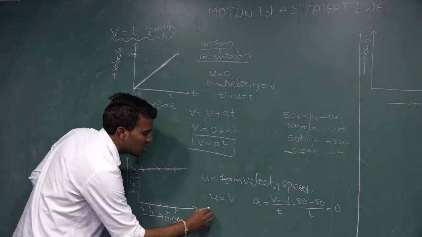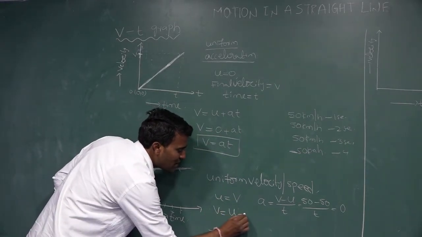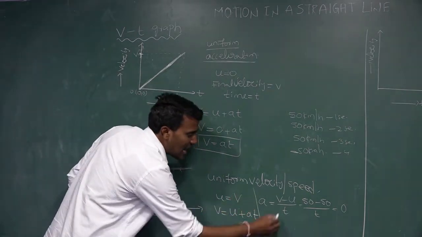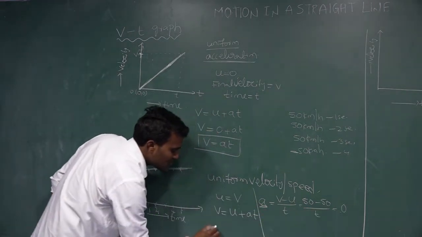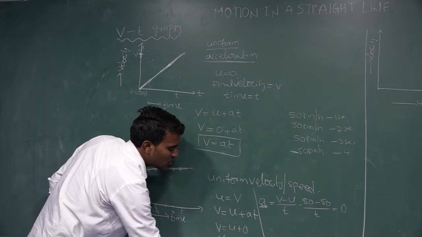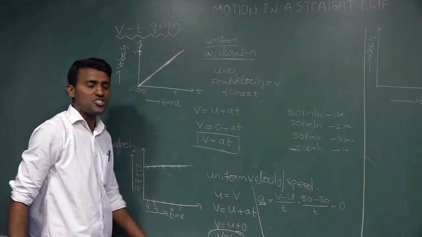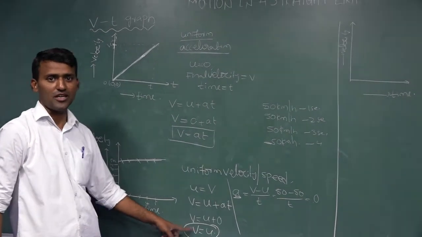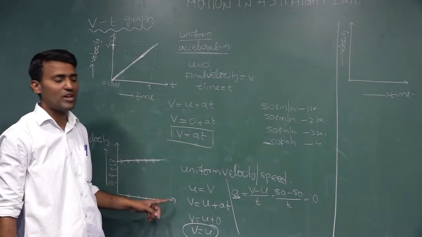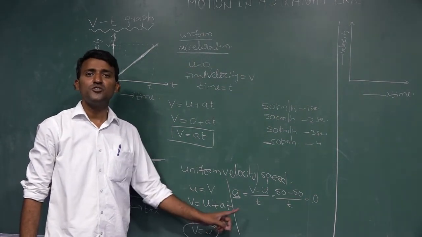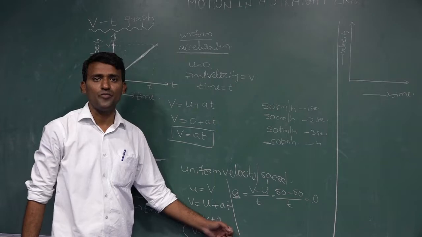From the equation v equals u plus at, acceleration is 0. So v equals u, you can write, that is, initial velocity is equal to final velocity. When the object maintains uniform velocity, at that moment initial velocity is equal to final velocity. So acceleration is 0. Okay.